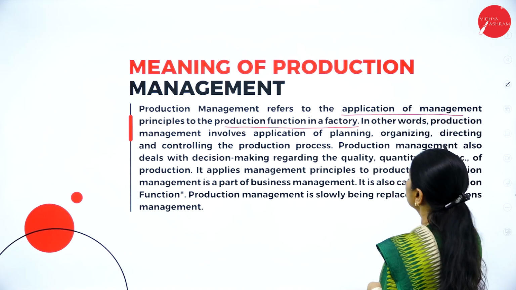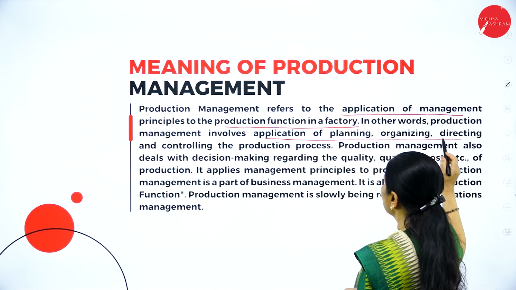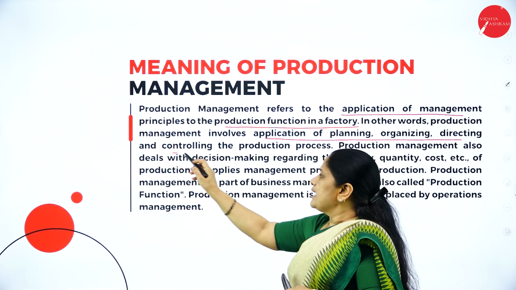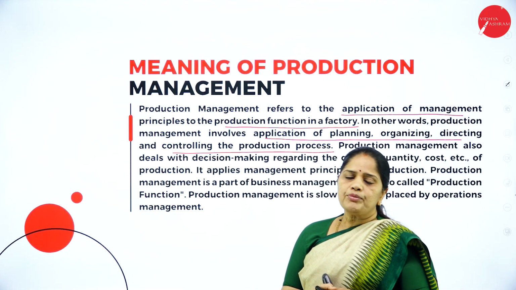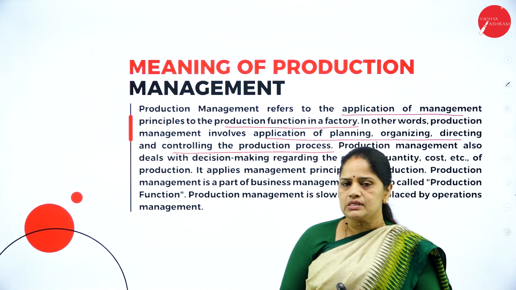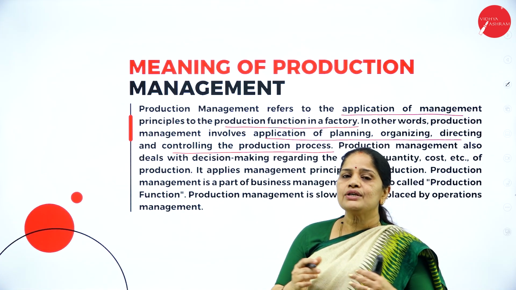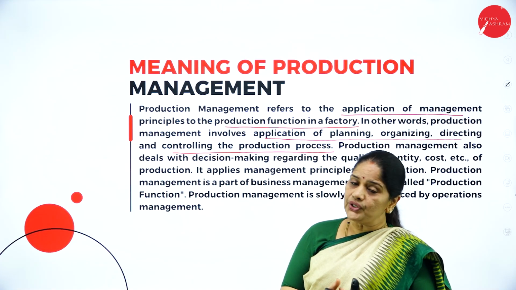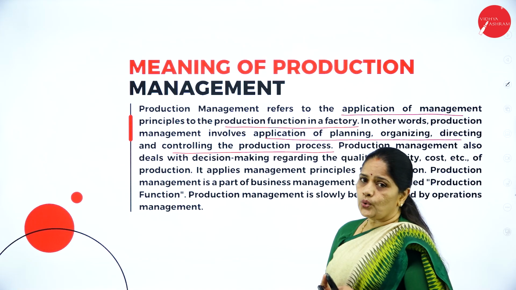So, in other words, production management involves application of planning, organizing, directing and controlling the production process. Now, before you start the production process, you have to plan for it, you have to organize it, you have to control it and you have to direct it. Otherwise, the production process will not go well.